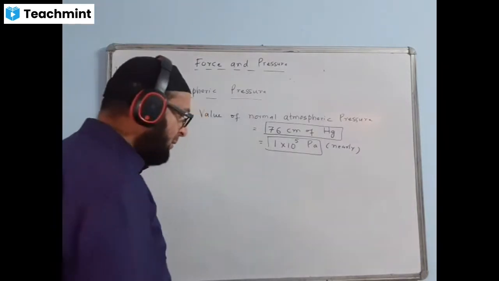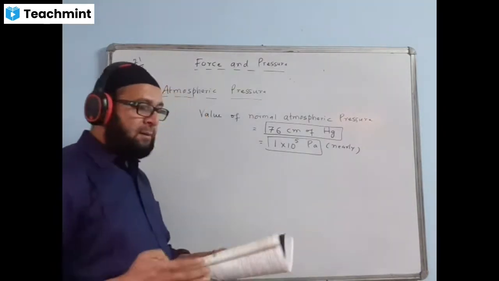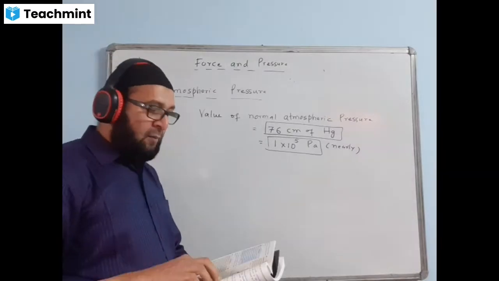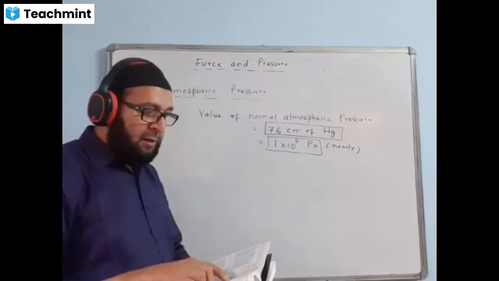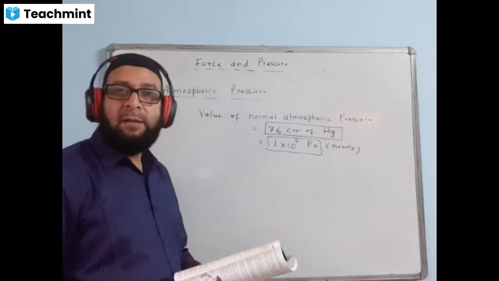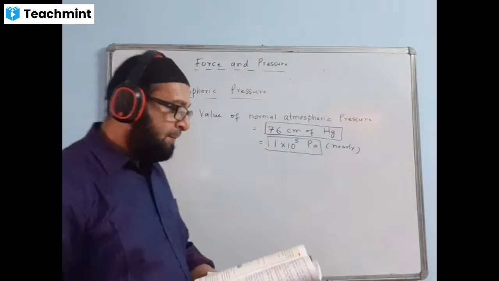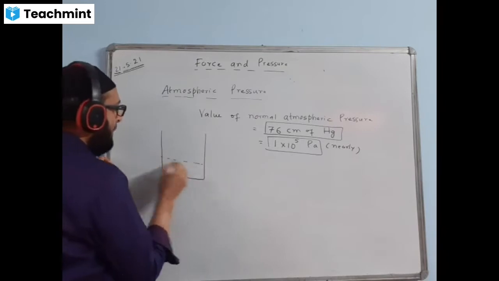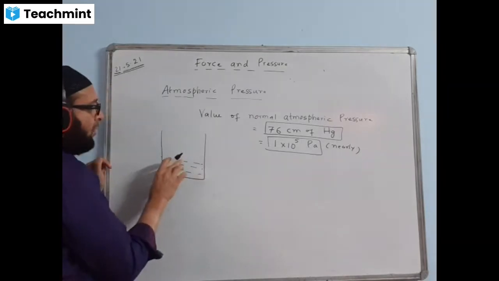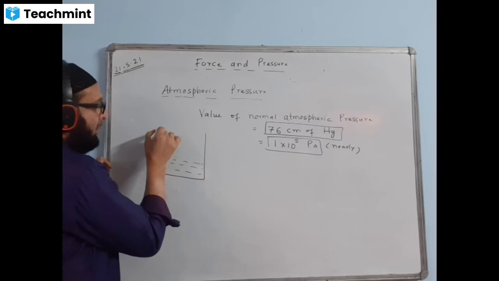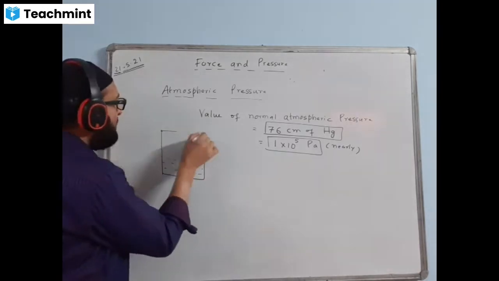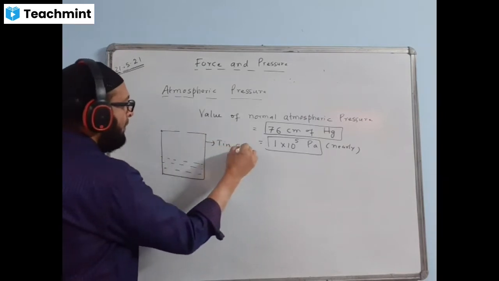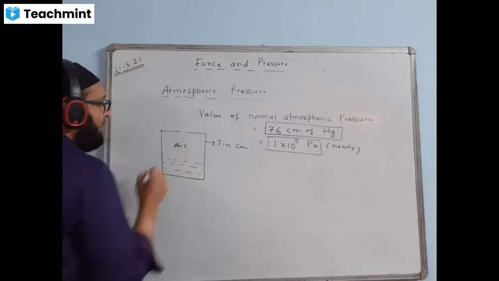In this experiment, what is happening? There is a tin can which is half filled with water and half is kept empty, that is filled with air. You can see the container here, which is filled with this much water, and the remaining part is air. This is the tin can. Out here we have air.